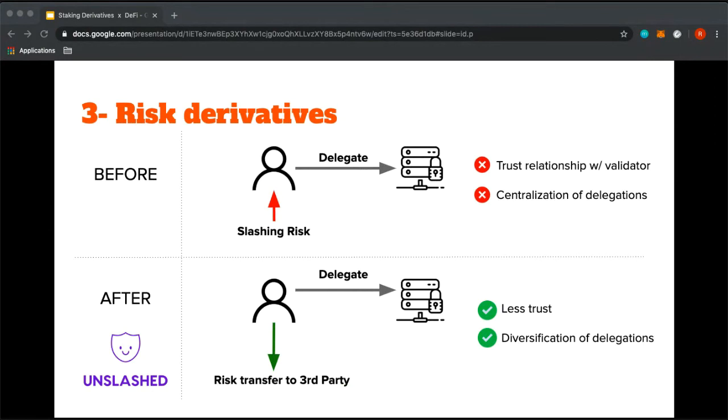It leads to not needing to trust the validator, and this is not the only way to do it, it also can lead to a diversification of delegations. So the idea is just to say, okay, no matter what validator you're picking, you can end up in a situation where you don't bear any risk, and there is no slashing risk for you, by using an insurance protocol that is focusing on this risk in particular.